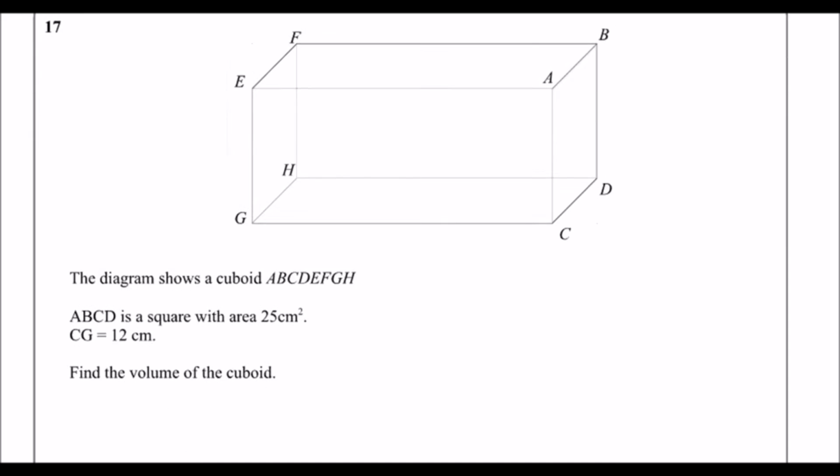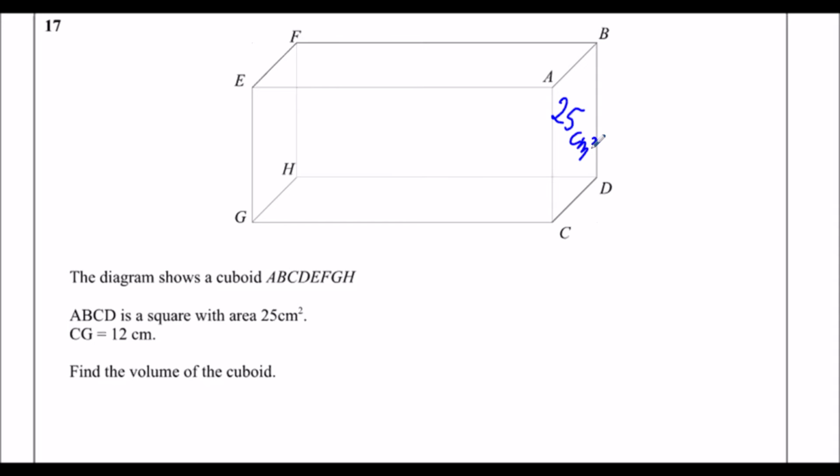Okay, question 17. So we've got a cuboid, A, B, C, D, E, F, G, H. ABCD is a square with area 25 centimeters squared. So here's a square with area 25 centimeters squared. So if we've got a square with an area of 25, 5 times 5 makes 25. So the lengths of the square must be 5 centimeters each.